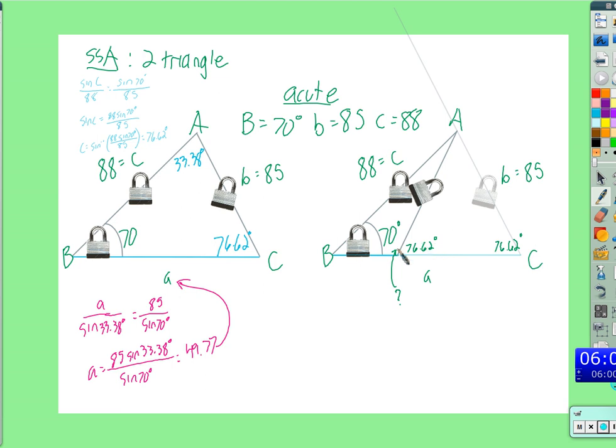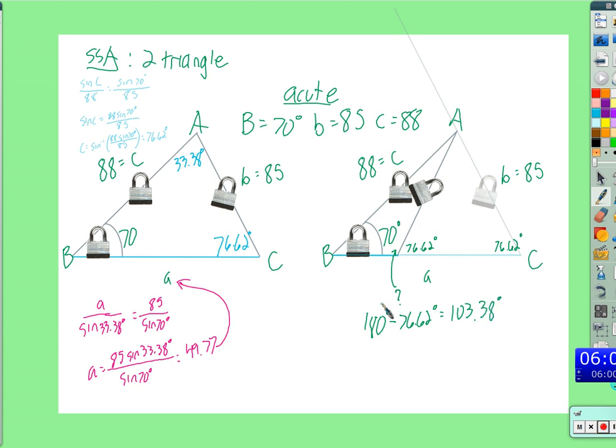And how will we find it? Use the complementary. Ooh. Which one? Complementary or supplementary? Supplementary. The one that adds up to 180. So what is the other one? I'm going to take 180 minus this angle and figure out what that other angle is. What is that? 180 minus 76.62 equals 103.38.